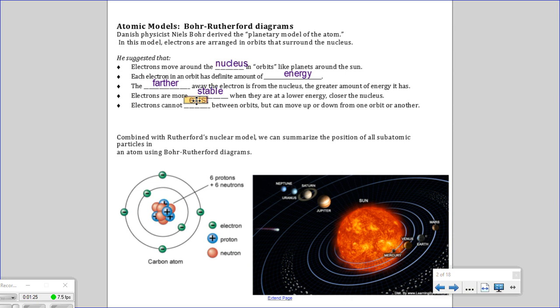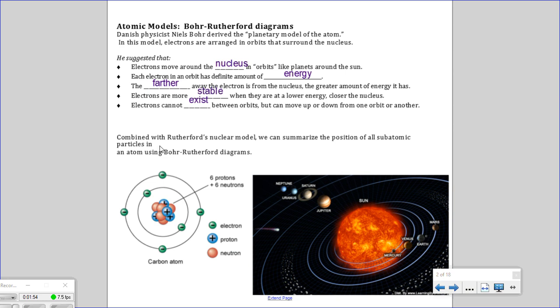He also suggested that electrons cannot exist between orbits, but can move up or down from one orbit to another. So electrons can only exist in these defined orbits. They can't exist in between an orbit, but electrons can move from one defined orbit to another by absorbing energy, and then can move back by releasing that energy.